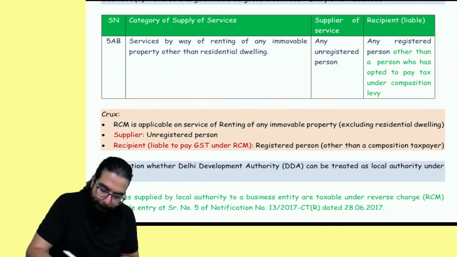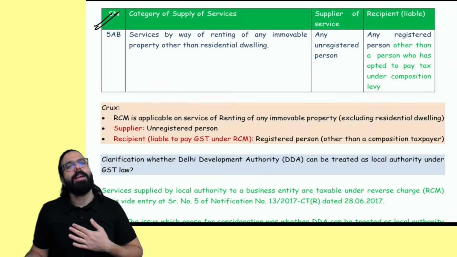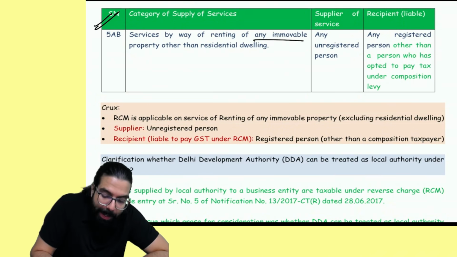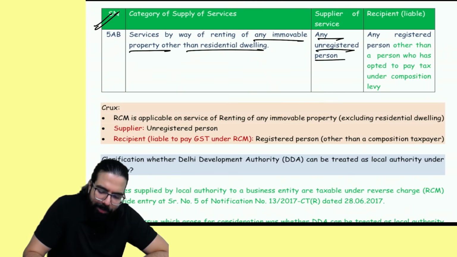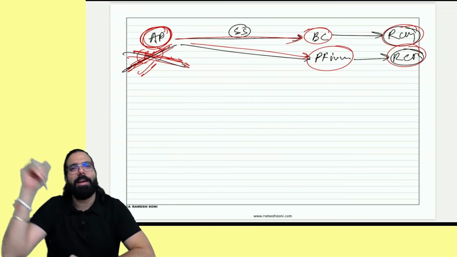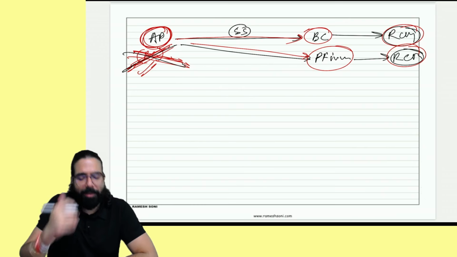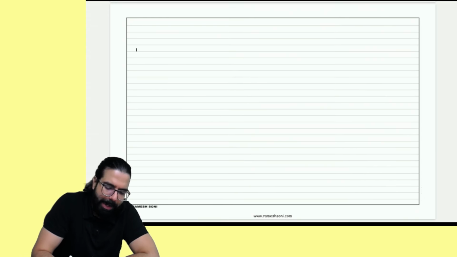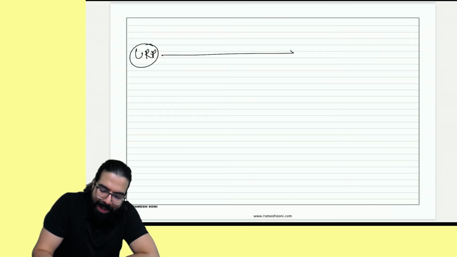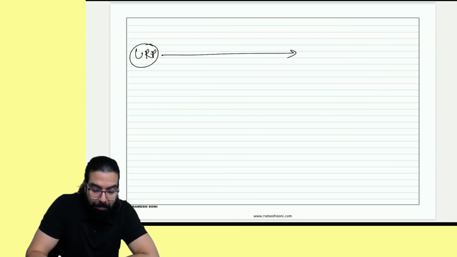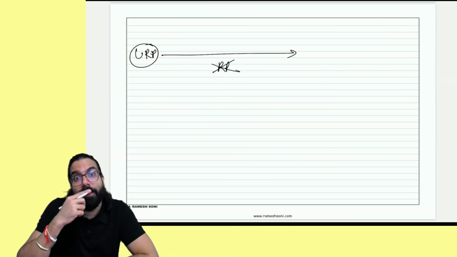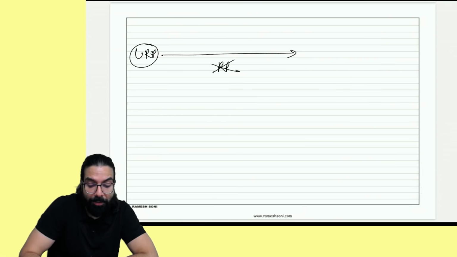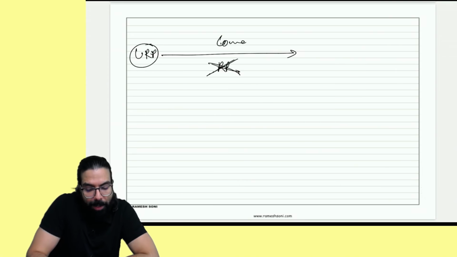The next one. Sir, supply of services of renting of any immovable property other than residential property. So it is being supplied by any unregistered person. So for example, my landlord is unregistered. He has given me this commercial building. He is an unregistered person, and he has given me a commercial building, not residential property. Not a residential property means it can be commercial property. It can be a hoarding which is attached to any immovable property other than residential property. For example, I am taking a commercial building.